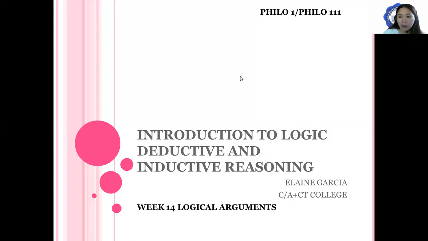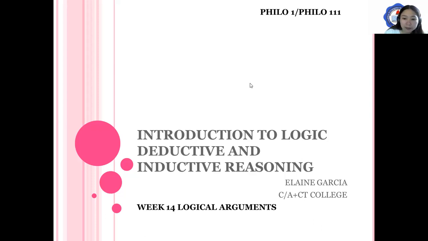We are already at our 14th week, and for week 14, our topic is about logical arguments. So for this week, we will define logical arguments, and we will also compare and contrast inductive and deductive arguments. For logical argument, we have the formal scheme, which is major premise, minor premise, and the conclusion. For the inductive and deductive arguments, we will be identifying which argument is considered as inductive and which is considered as deductive. So let's proceed to our discussion.